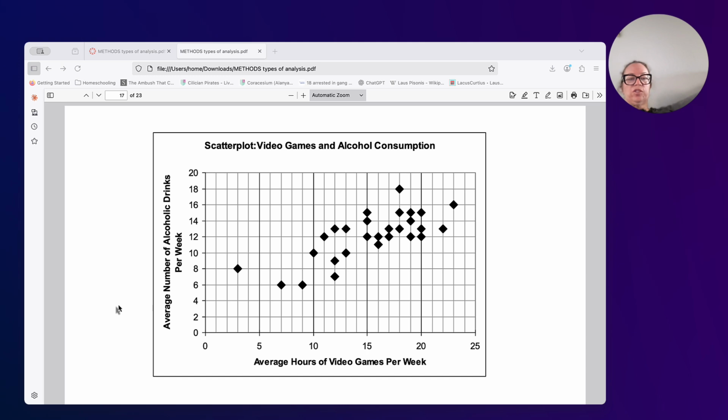But I digress. This is a correlation between video games and alcohol consumption, which was a study I stumbled upon some time ago that I thought was fairly interesting. I also thought that gamers might have a different drug of choice than alcohol, if you know what I mean.